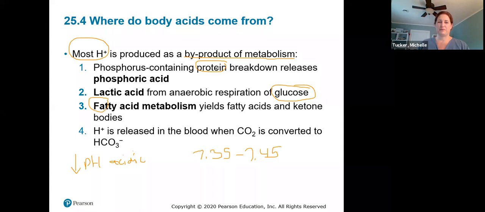So when we break down phosphorus-containing proteins, phosphoric acid is released. With anaerobic glycolysis of glucose, lactic acid is released. With a breakdown of fat, that is going to be broken down into fatty acids and ketone bodies. So metabolism generates metabolic acids. Metabolic acids increase the hydrogen ion concentration, leading to a decrease in pH, which, if left unchecked, we would not survive.